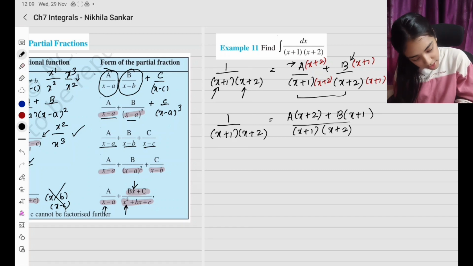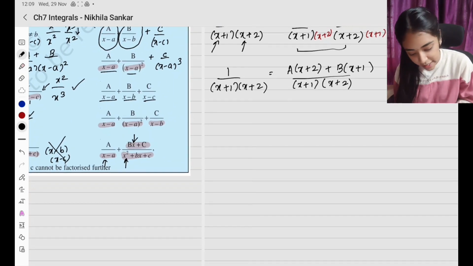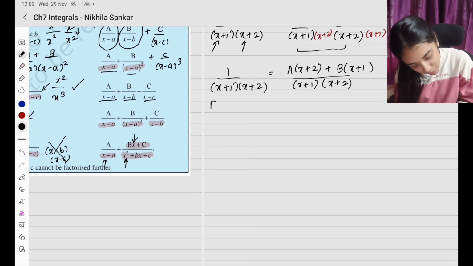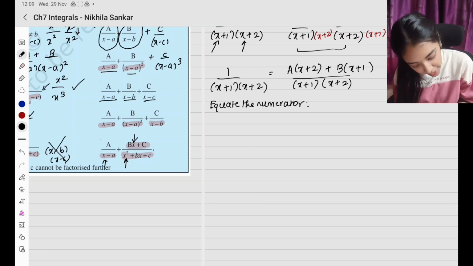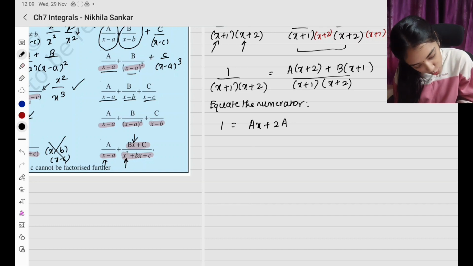x plus 1 times x plus 2. Now, what do I have? Since the denominators are same, I am going to equate the numerator. So, what do I have? 1 equals, I will multiply inside. So, ax plus 2a plus bx plus b.